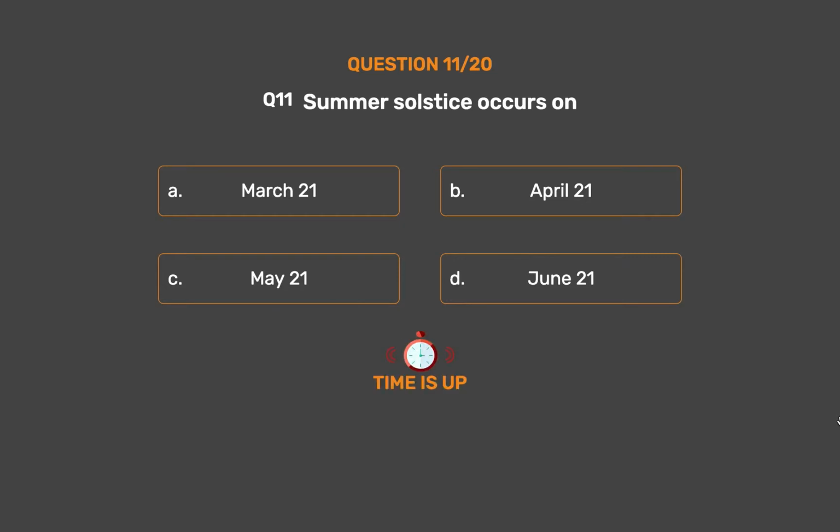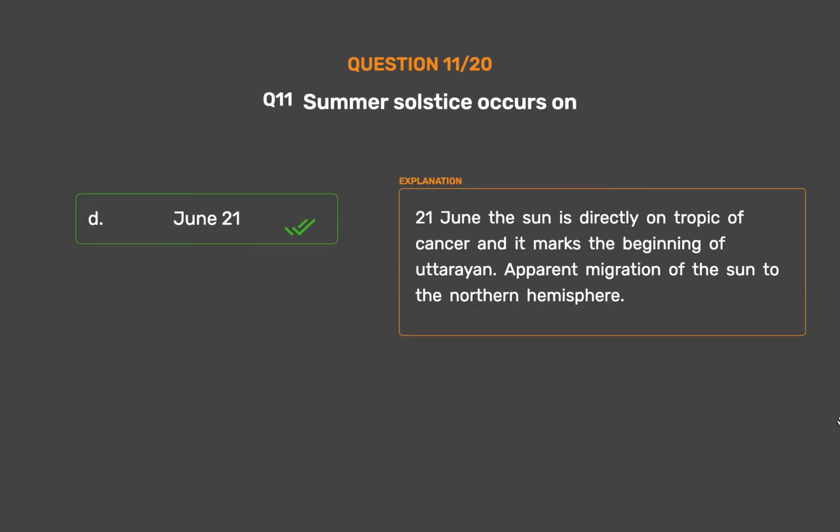The correct answer is option D. June 21st. On the 21st of June, the sun is directly on the Tropic of Cancer and it marks the beginning of Uttarayan, the apparent migration of the sun to the northern hemisphere.